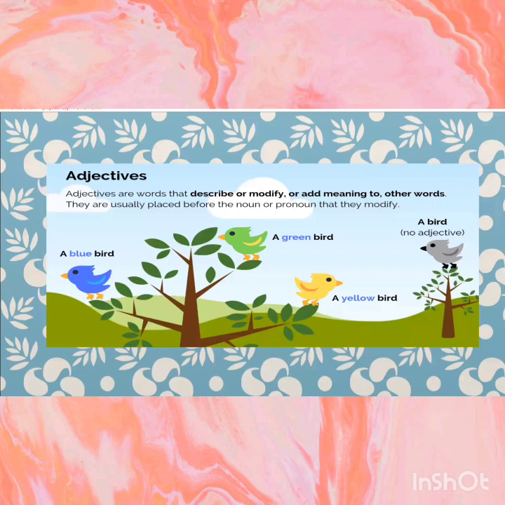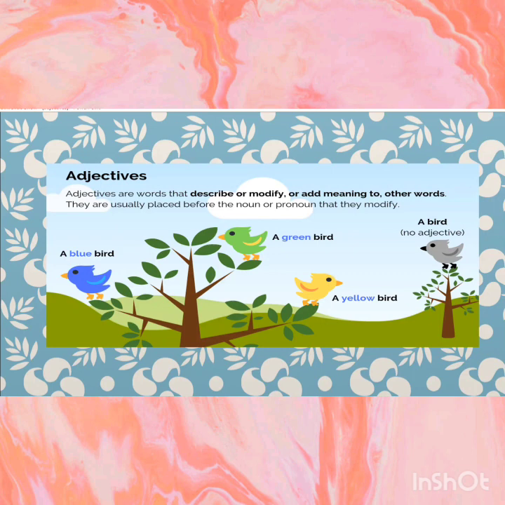Now, the question arises, what are adjectives? Adjectives are words that describe or modify or add some meaning to other words. They are usually placed before the noun or a pronoun that they modify. Look at the sentences which are shown in the picture.